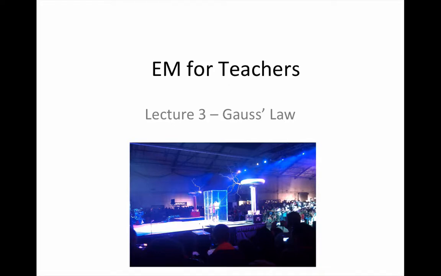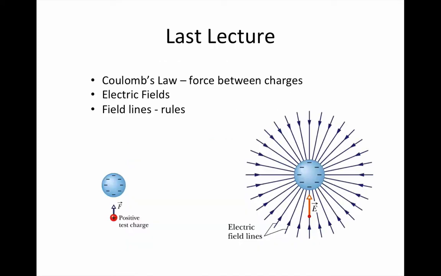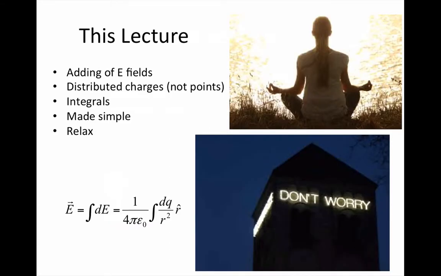This lecture is about Gauss's law being used to calculate electric fields. Last lecture we learnt about Coulomb's law, describing the force between two point charges, and we saw the rules about electric fields. This lecture we make it a little bit more complicated. We look at adding electric fields from a number of objects and finding the field from distributed charges, not just point charges. It will involve using integrals, but it will all be done for you, so don't worry about the equations you're going to see.